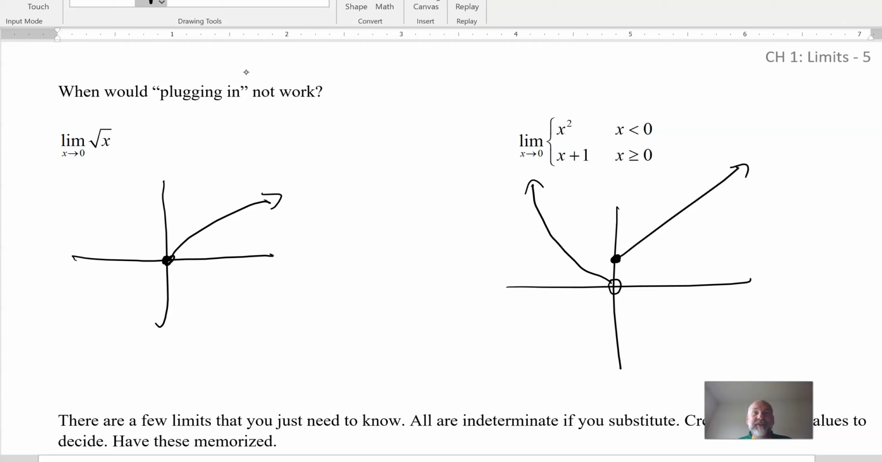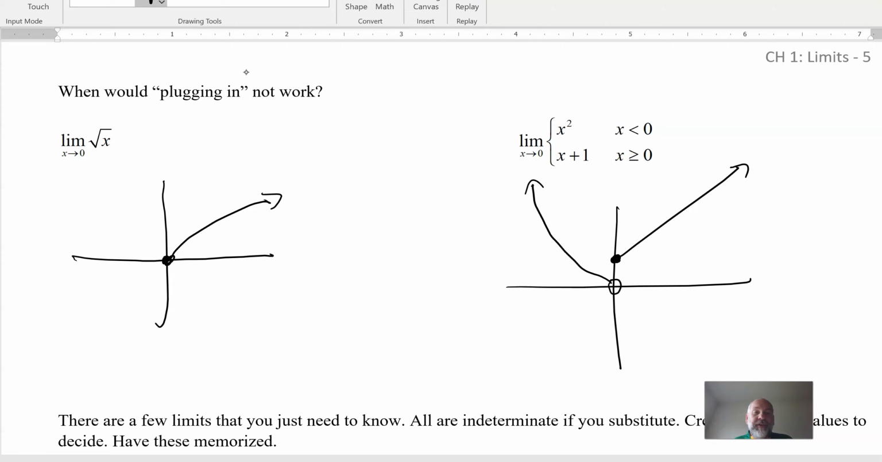And so I just want to address that really quickly, because I said if you can plug it in and get an answer, then that's usually the limit. And the only way it could be different is if you plug in and you get an answer, but for some reason what happens right there is different than what happens immediately next to it.